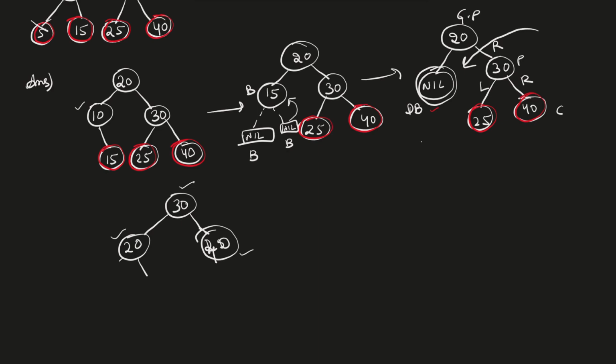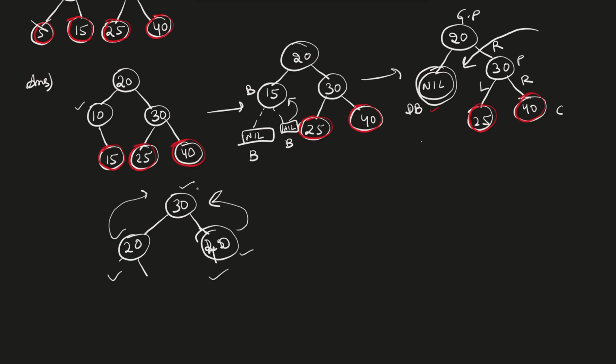So to remove the root node, we need to replace it with either its in-order predecessor or in-order successor. But in both cases, we have only one element, so we will just replace it with that element only, either 20 or 40. Suppose I am replacing it with the in-order successor, that is 40.